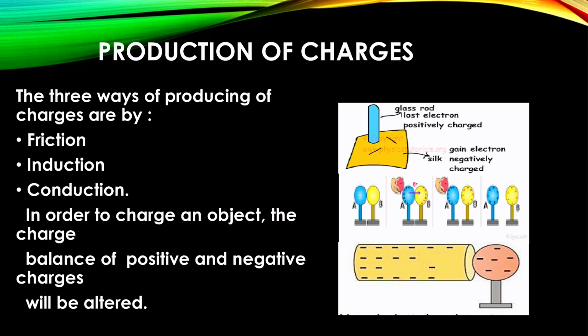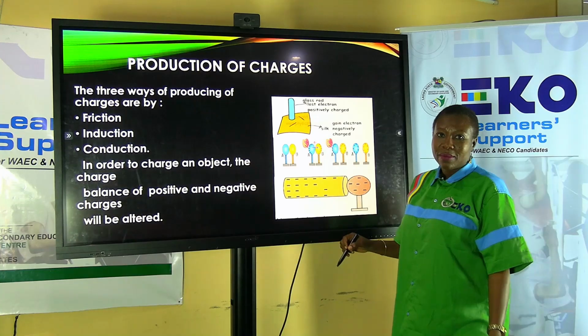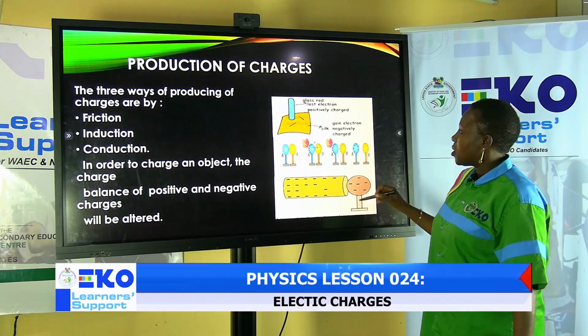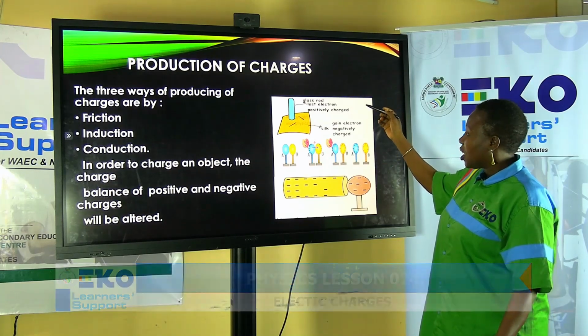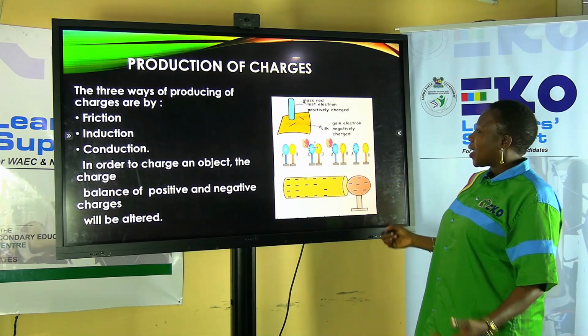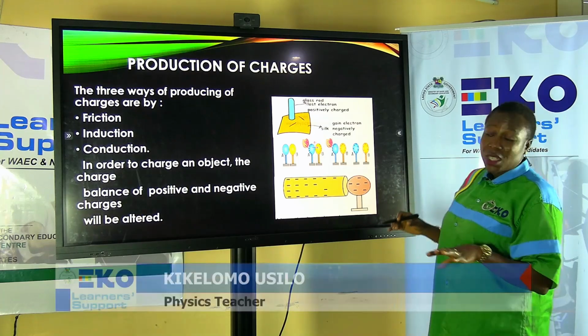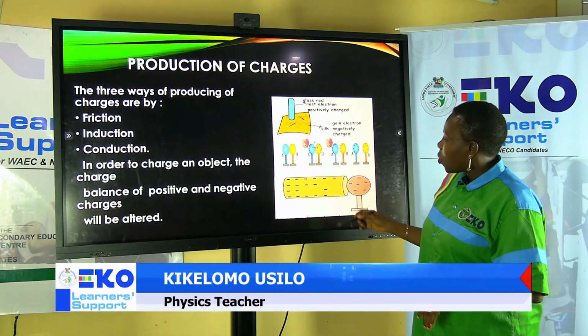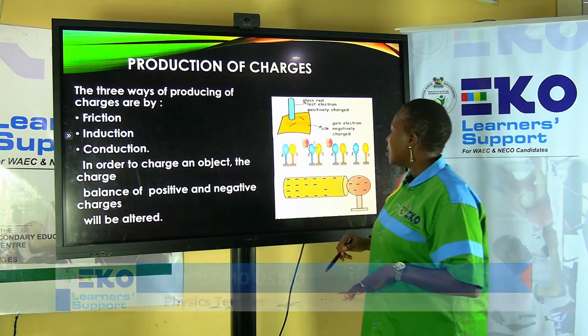This first diagram depicts charging by friction. When a glass rod is brought near a silk, the glass rod is positively charged, and this silk now gains the electron, which is what? Negatively charged.